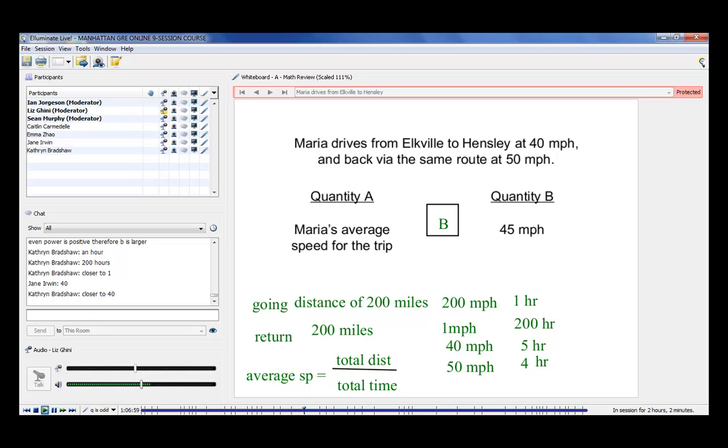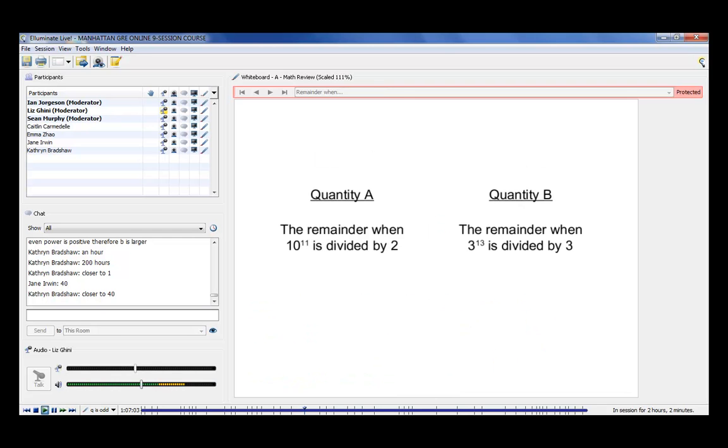Okay, let's see. What else do I have in my collection? Oh, I have another fun one. Let's try this. Okay, try this problem. All right, not everyone has answered.